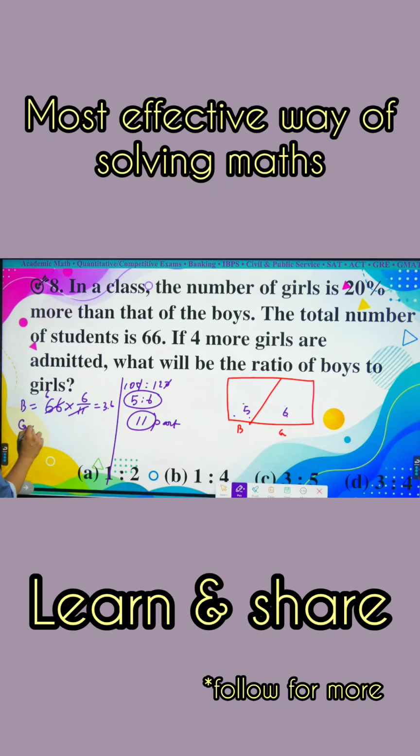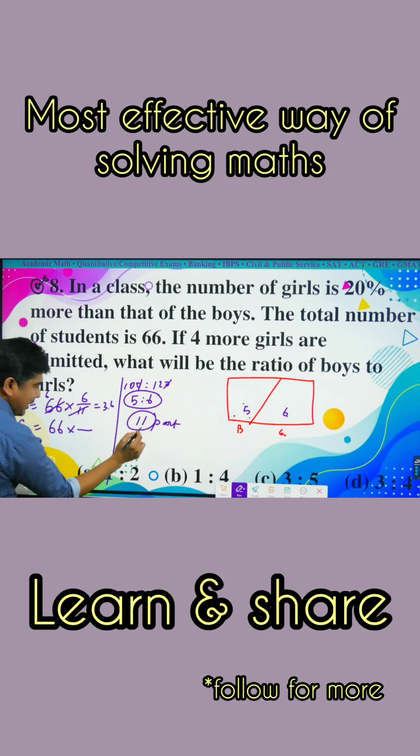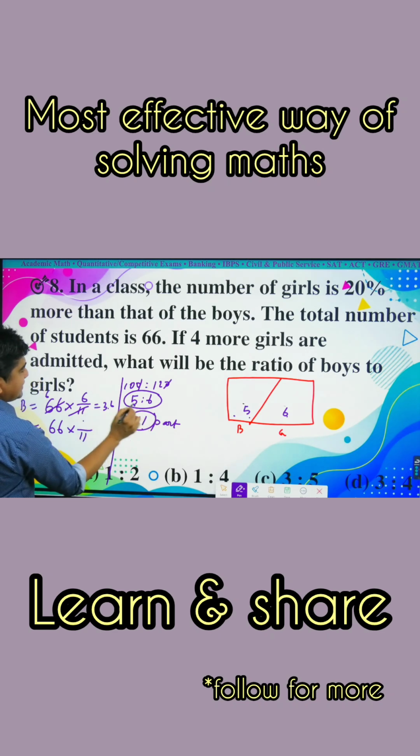Similarly, girls equals, out of 66 students, total 11 parts. Out of 11 parts, boys is 5 parts. That means 30. Girls is 6 parts. That means 36. 11 for 6, 6 for 6, 36. So girls is 36.